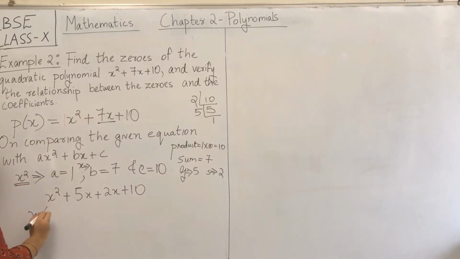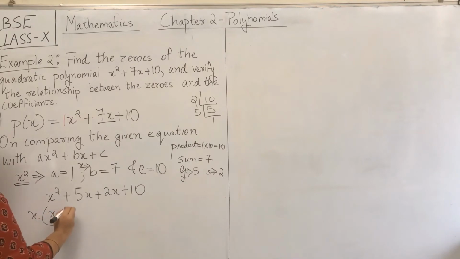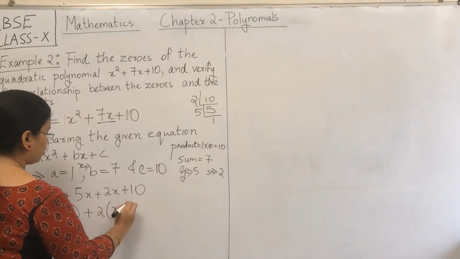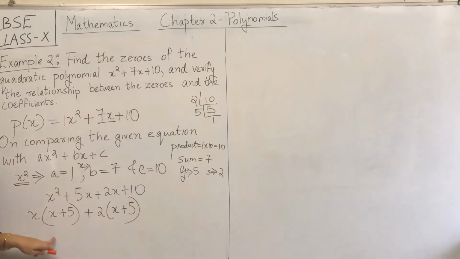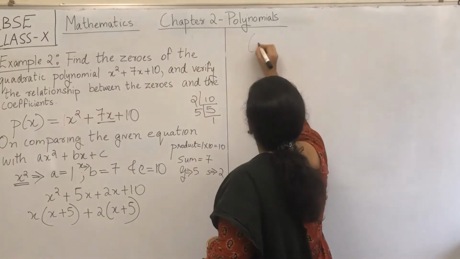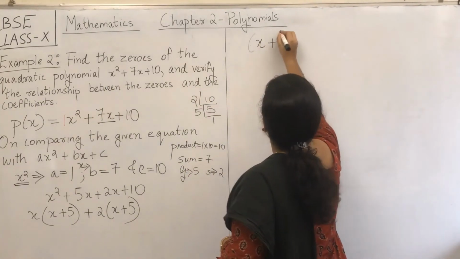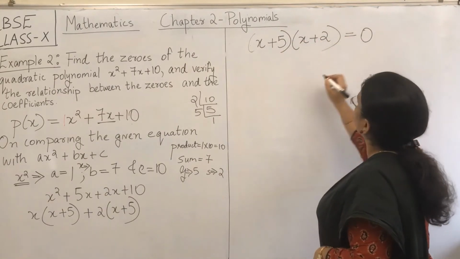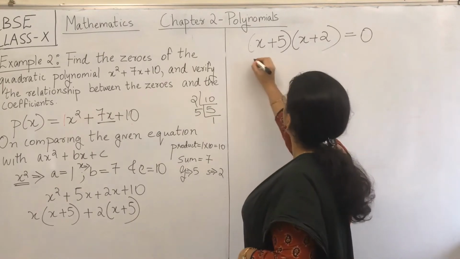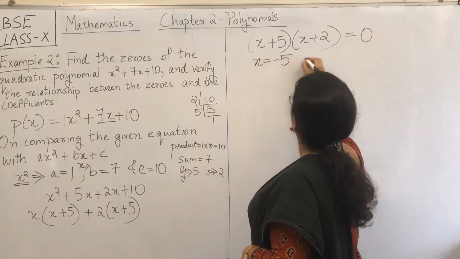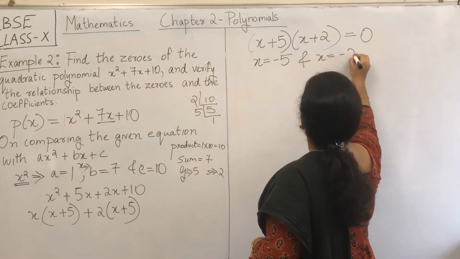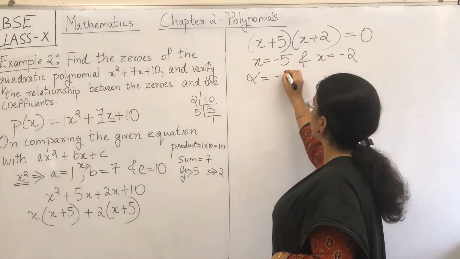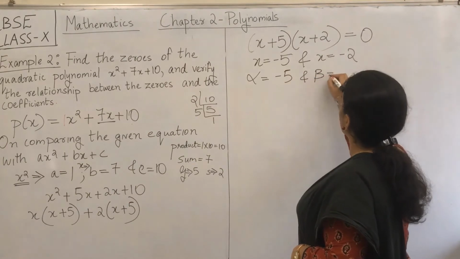Now x taking common, x plus 5 plus 2, again x plus 5. Now we can take common x plus 5, x plus 2. Equating this with 0, we get x equal minus 5 and x equal minus 2. So we got the zeros, that is alpha equal minus 5 and beta equal minus 2.